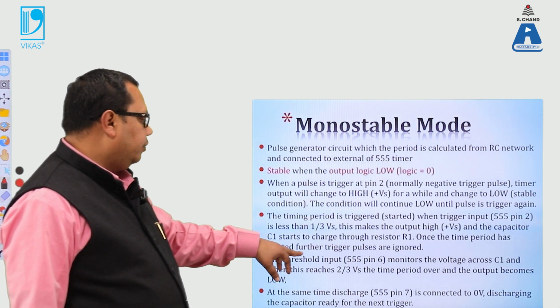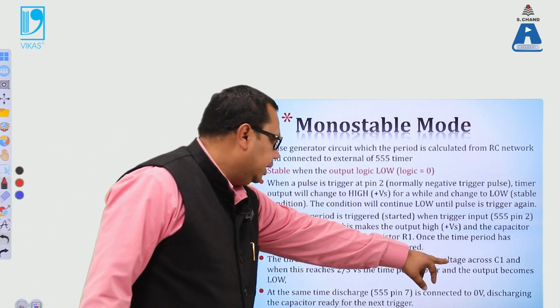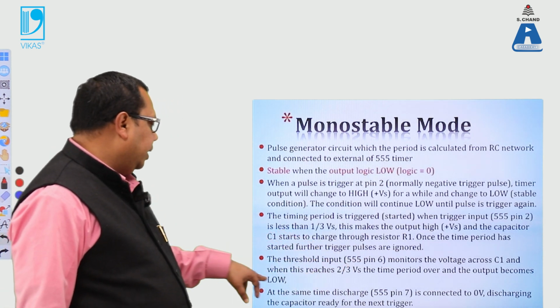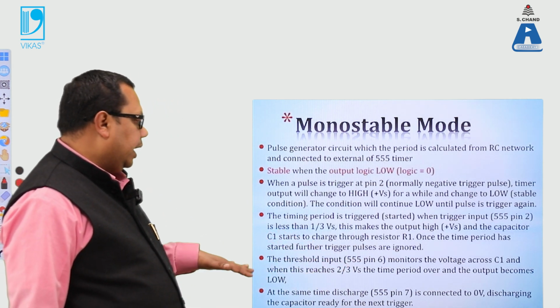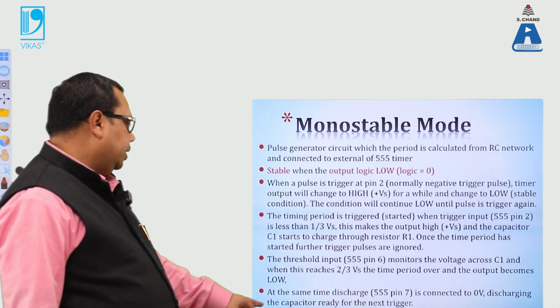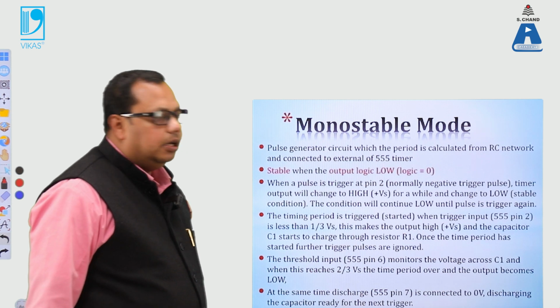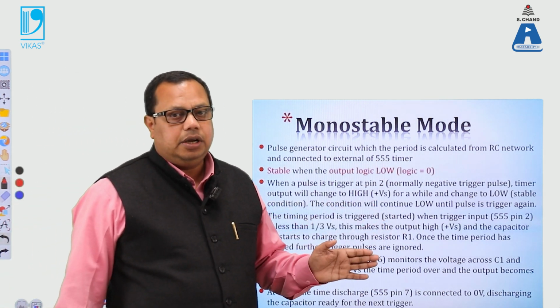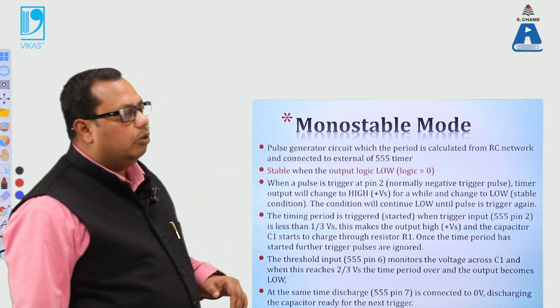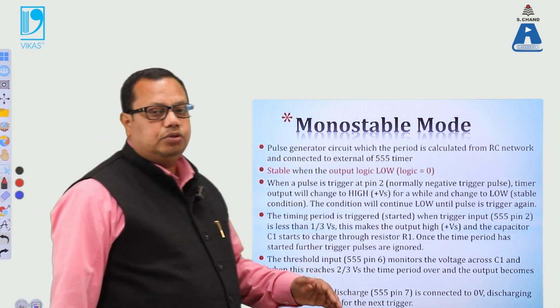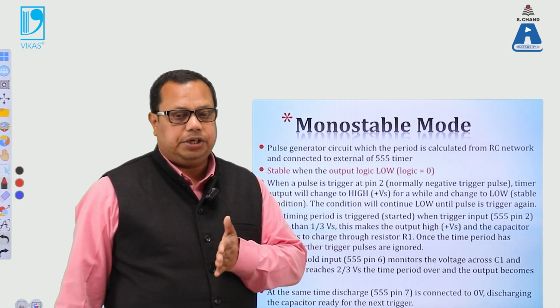Then the threshold frequency, we can see, for the capacitor C1, okay, and the time period over the output becomes low. So at the same time 555 pin 7 is connected to 0 volt, discharging the capacitor ready for the next trigger. So along with the potential difference that we have maintained in this monostable mode, this trigger is also used for the next triggering voltage.